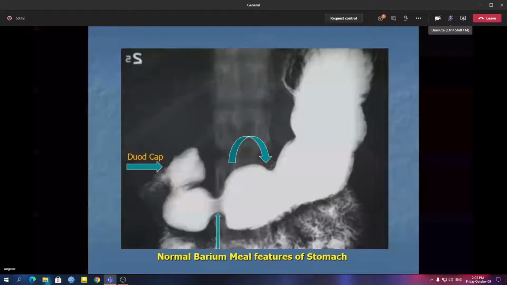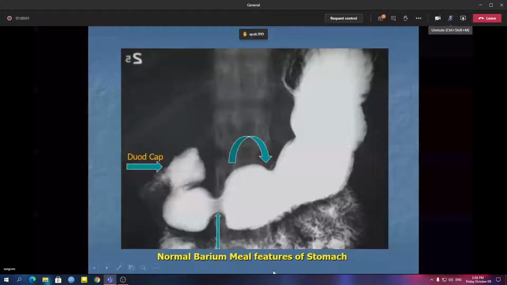Can you say what is this? Is there a filling defect? In the esophagus it was a filling defect. Is it so? Waves of peristalsis. Your answer should be, sir, seeing in one plate, I cannot comment.